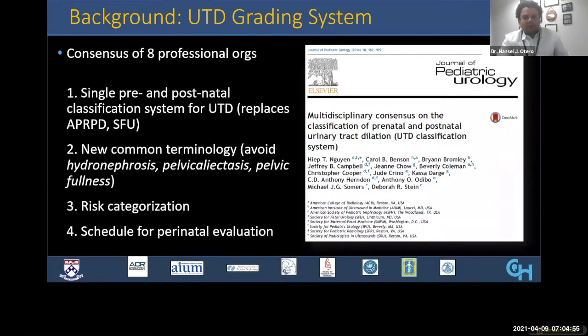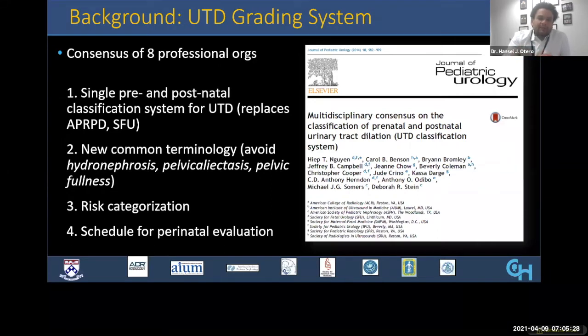Again, a little bit more background. In 2014, this multidisciplinary consensus was published. It was a result of work, or again consensus, among experts from 8 different societies. It includes the ACR, the Society of Pediatric Radiology, but also the Institute of Ultrasound Medicine and the MFM community. It was also adopted, or is now being adopted, by the American Academy of Pediatrics.